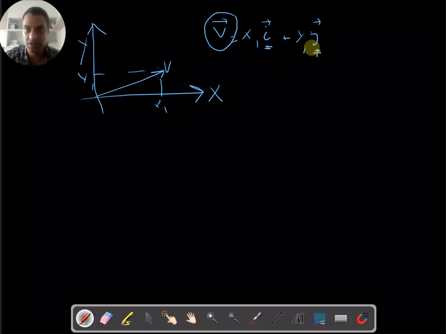These are constructors of the space. I mean, this is i and this is j. And x1 is a number and y1 is a number. And so it means this vector is defined as such.